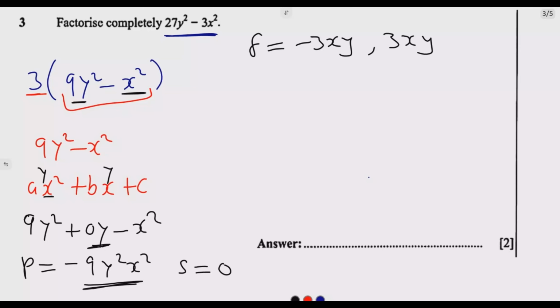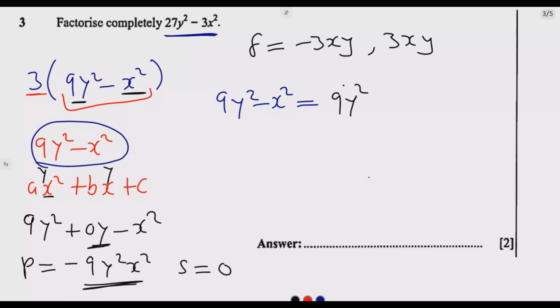Now this can be written as 9y² minus x², which is the same as 9y² minus 3xy, then plus 3xy. You notice that this is a 0, then minus x².